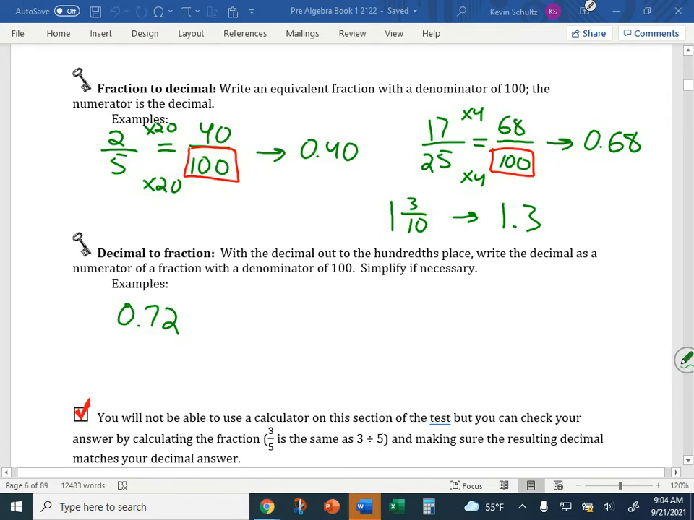Now, another way to read that decimal other than 0.72 would be what? Griffin? 72 hundredths. Sounds an awful lot like a fraction, doesn't it, Liam?